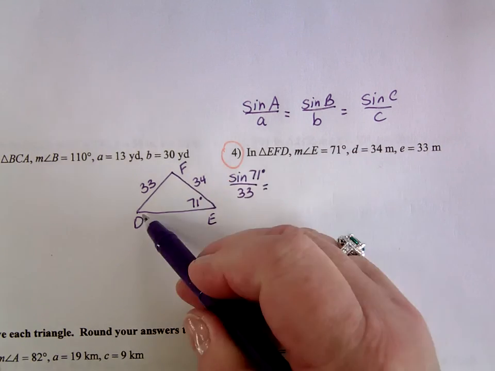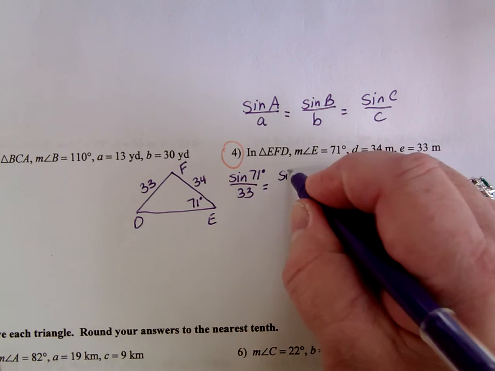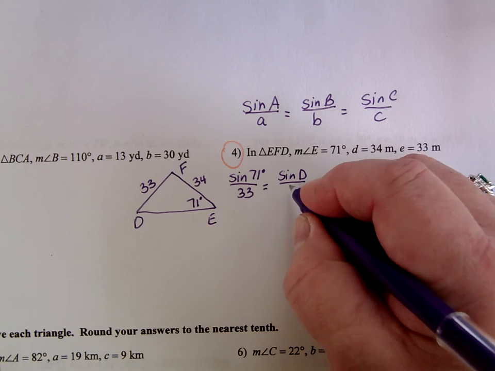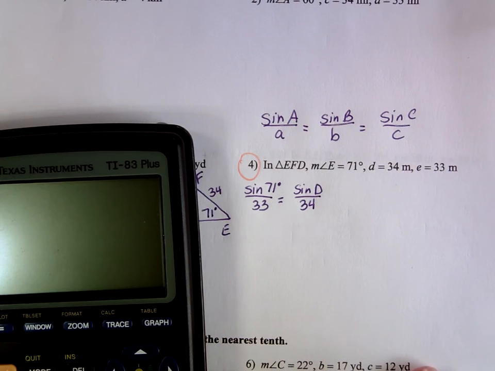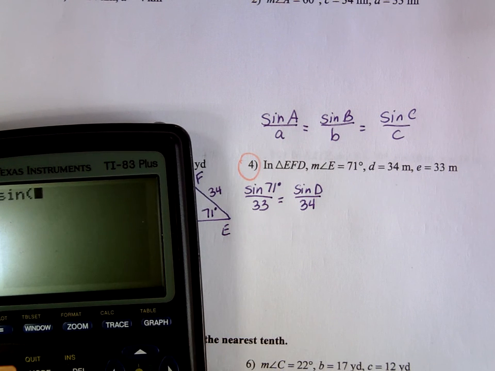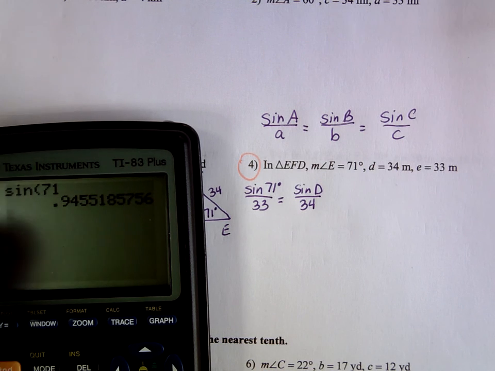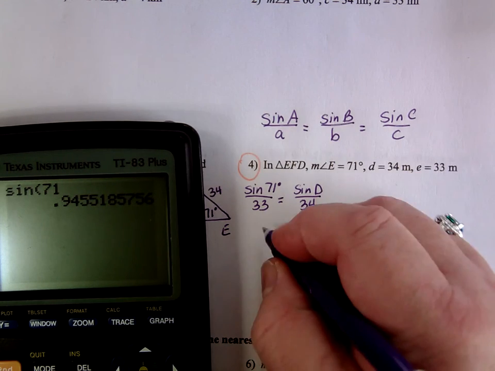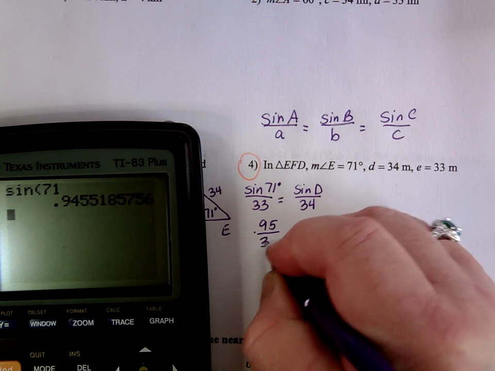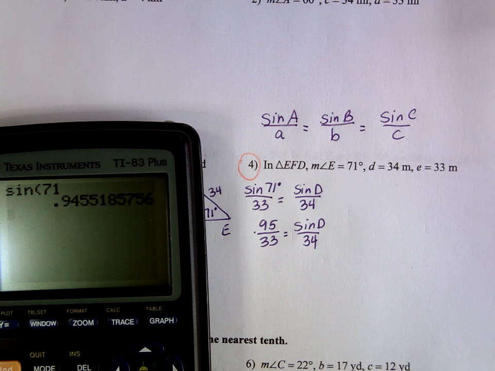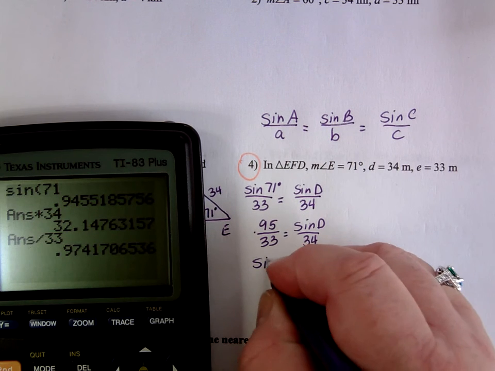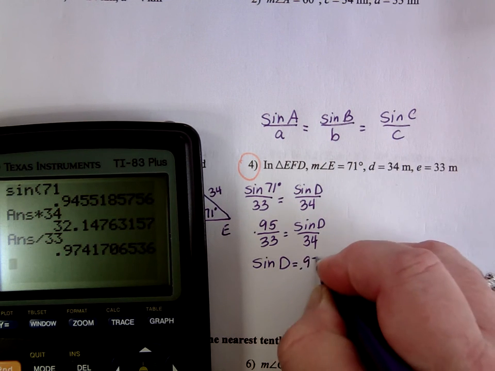They told me one thing about D, so I'm going to go for finding angle D. So the sine of D over little d, which is 34. Then I go to my calculator, making sure that I'm in degrees, and I figure out the sine of 71 degrees. I round it to 2 or 3 decimal places. I get 0.95 over 33 equals the sine of D over 34. I am going to cross multiply, so 0.95 times 34 divided by 33 is what the sine of D equals. Sine of D is 0.974.